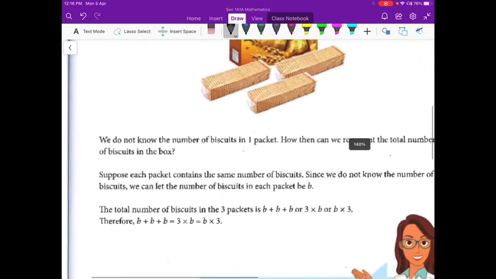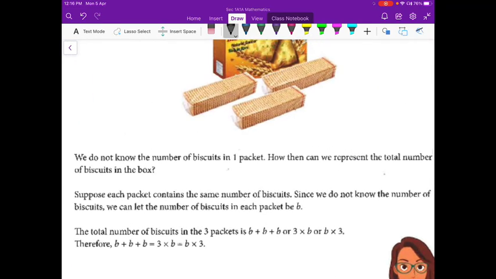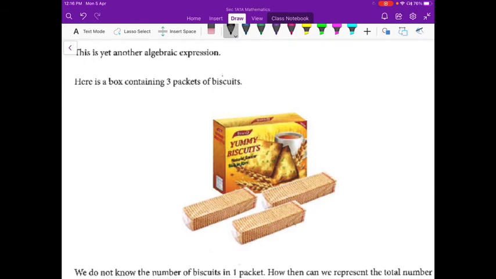Okay, here is another expression for algebra. We have a box containing 3 packets of biscuit.